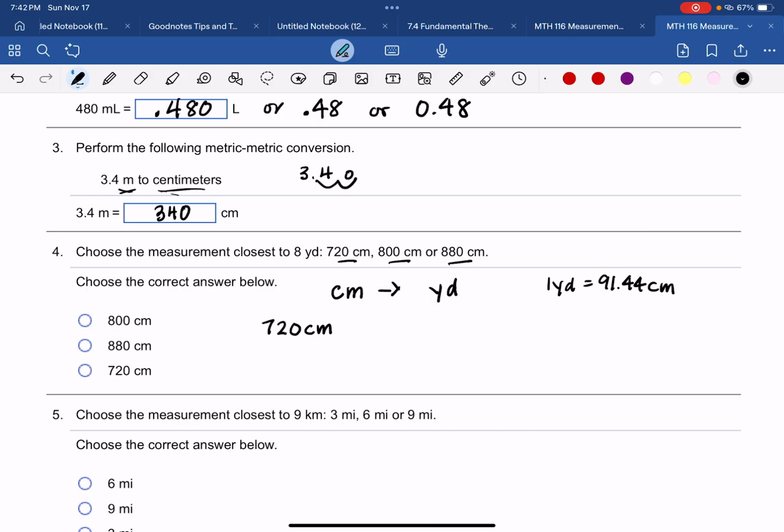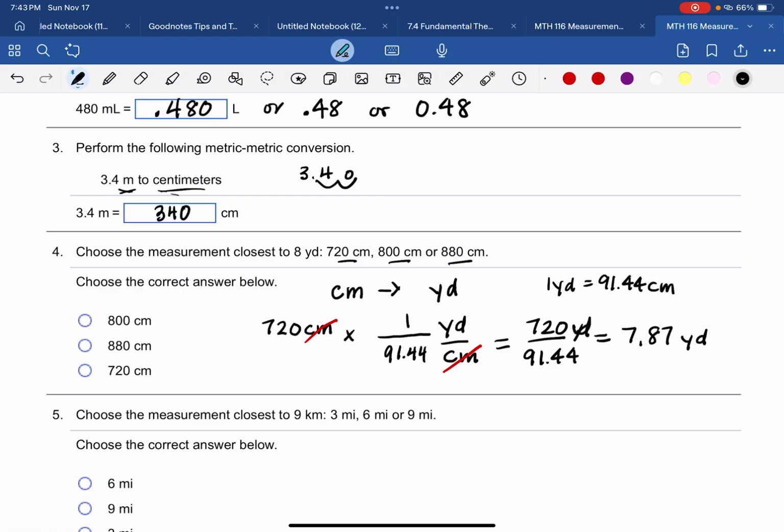So if we want to change 720 centimeters and we want it to come out to yards, I need yards on top, centimeters on the bottom. So 1 yard is 91.44. This is dimensional analysis. The centimeters are going to be canceled out. So 720 divided by 91.44 is 7.87 yards. Remember, yards are on top.